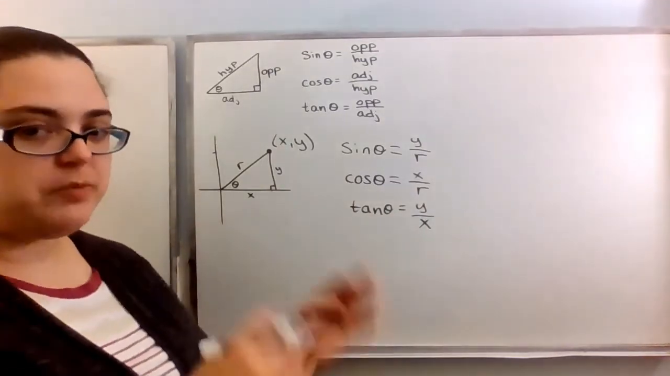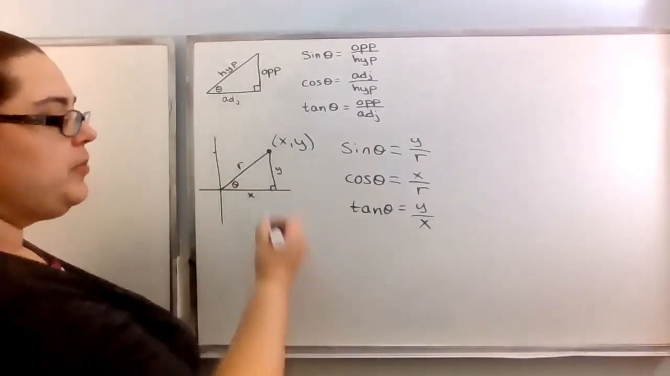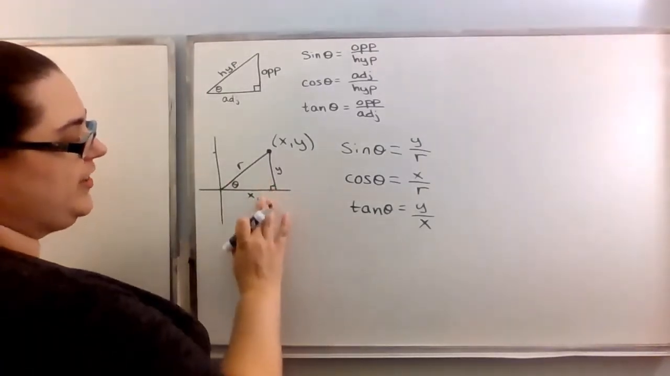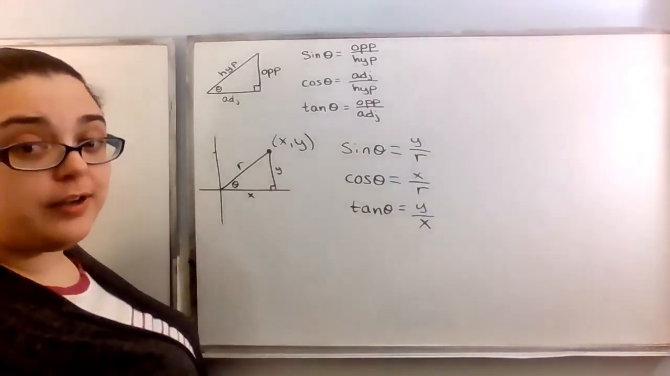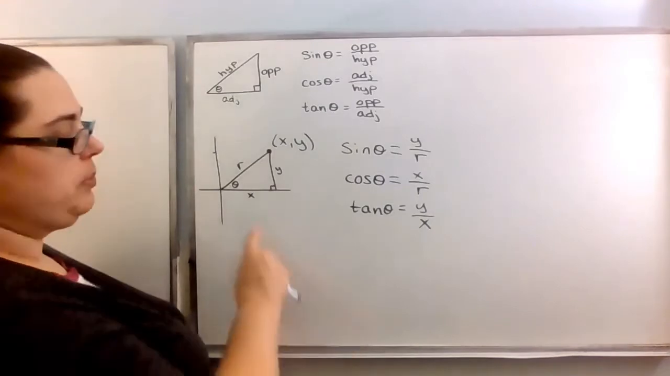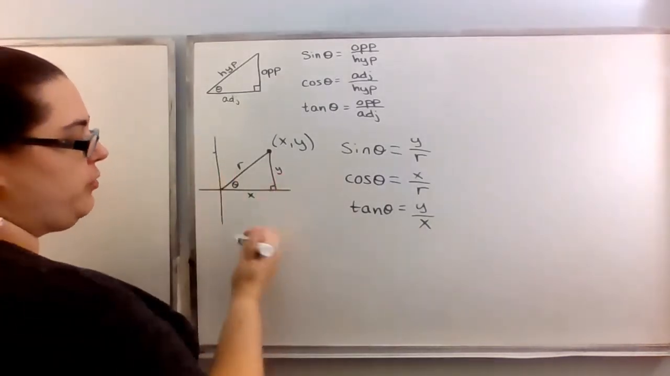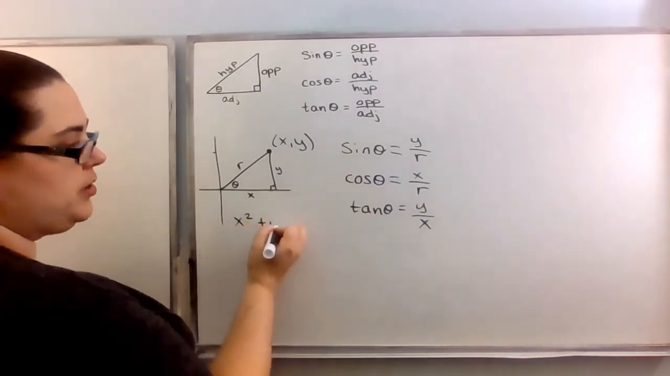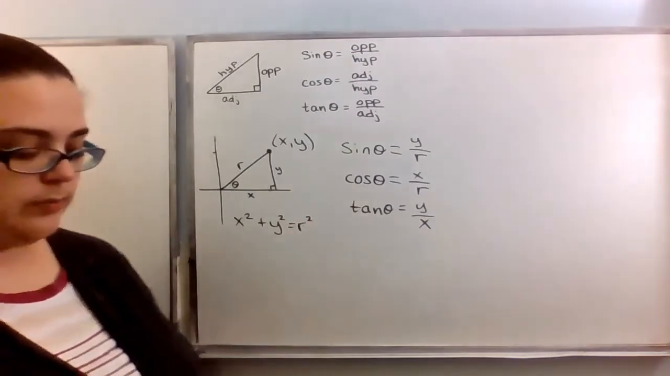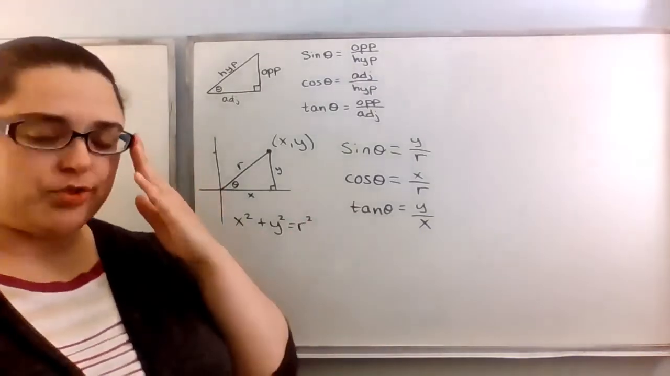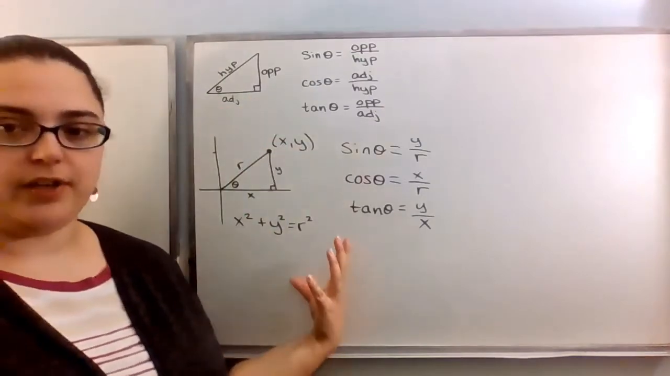And lastly, just to make sure everything has a nice, neat relationship to each other, because this is a right triangle, that means we can apply Pythagorean Theorem to express a relationship between the two legs and the hypotenuse. So we know that x squared plus y squared is going to equal r squared. So there we go. That's how we can translate this free-floating triangle into something that's now graphed on the Cartesian plane.